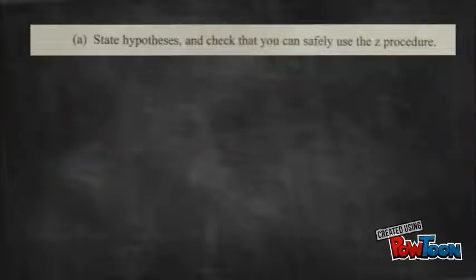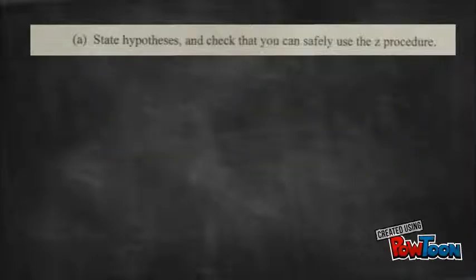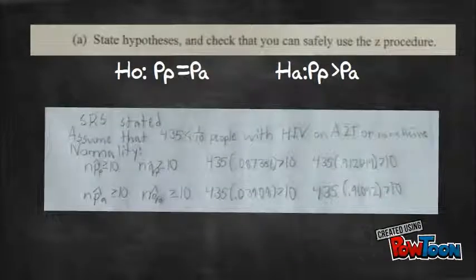A. State the hypotheses and check that you can safely use the z procedure. Well, first let's define two variables. Proportion P is the true proportion of patients with HIV who get AIDS while using the placebo, while proportion A is the true proportion of patients with HIV who get AIDS while using AZT. Our null hypothesis is that proportion P is equal to proportion A, and our alternative is that proportion P is greater than proportion A.